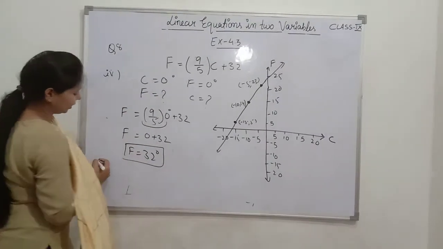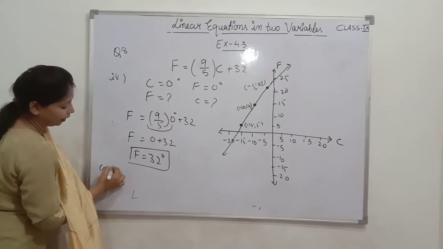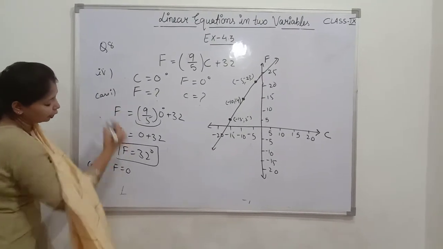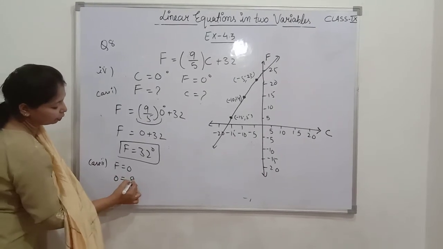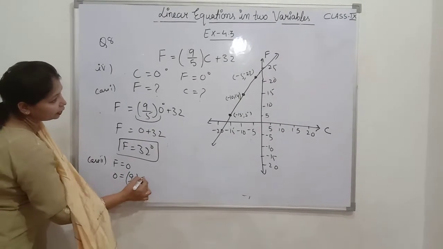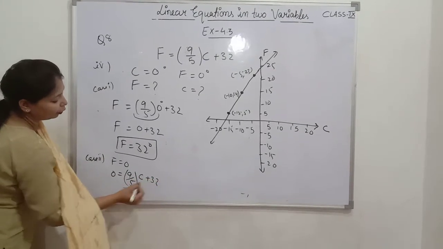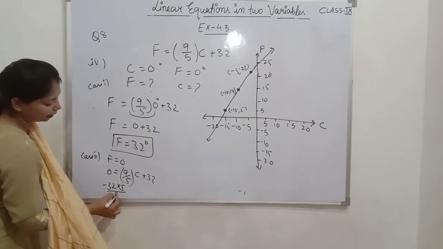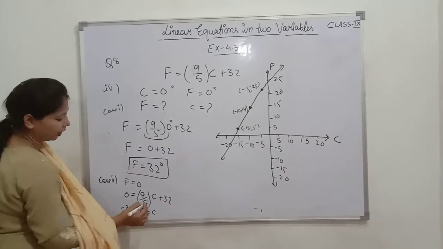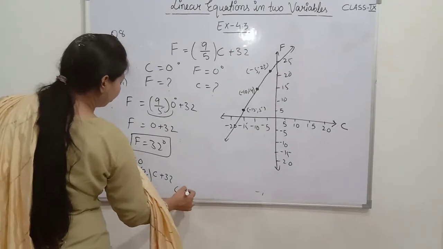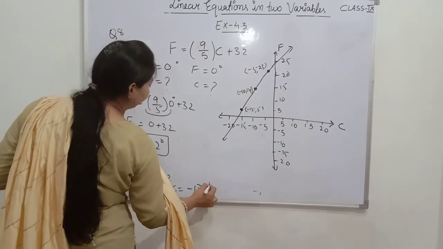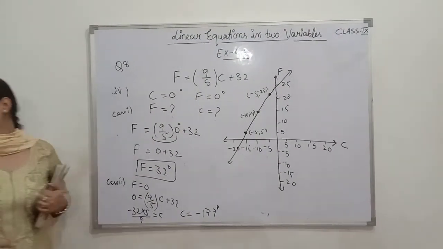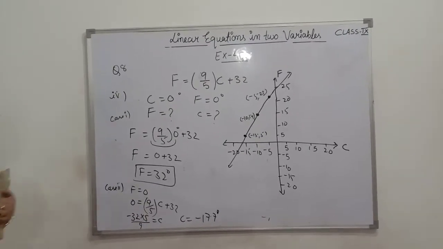And in the second case, if Fahrenheit is 0, now substitute F is equals to 0. Now this becomes 0 is equals to 9/5 into Celsius plus 32. Now we have to find this, transpose this side, this becomes minus 32. Again this is 5 divided by 9 is equals to C. तो ये कितना आ जाएगा? This becomes C is equals to minus 17.7 degree Celsius. So this is the temperature. If you solve this, you will get minus 17.7.